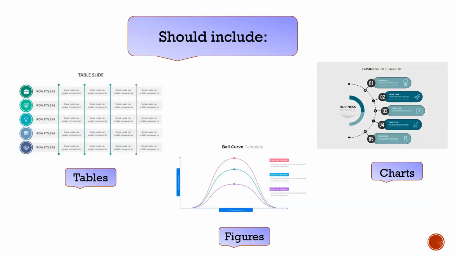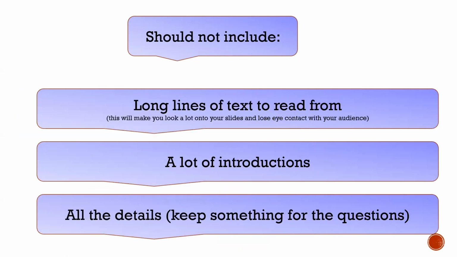What you should include in your presentation mainly are tables, charts, and graphs. Of course, some lines of introduction, some lines of text, but you should not include long lines of text that will make you turn into the slide and look close into it and start reading slowly, because this will make you lose eye contact with your audience. This will show that you do not have enough trust in yourself so that you talk from your own. So it's going to make you look bad in front of your jury.